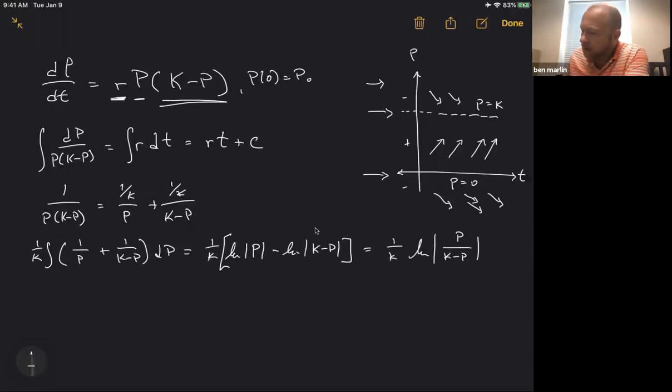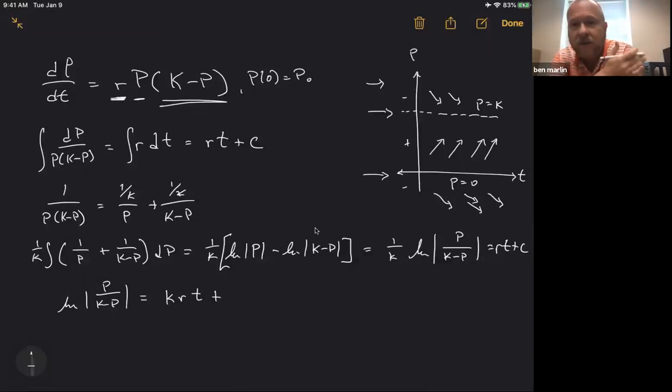Okay, and then if you'd like to, you could also take this part here out and think about a kth root or something. But it's probably easier, since this is all supposed to be equal to rt plus C, to go ahead and multiply both sides by the k, have the log the absolute value p over k minus p is equal to k rt plus, now I should write kc, but I don't have a value assigned for c yet, so I'm going to just not worry about it, okay? And it'll be some c there.